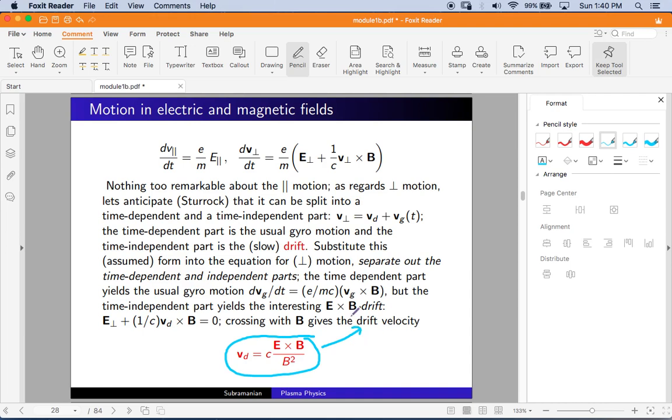In the presence of crossed electric and magnetic fields, which have a non-zero cross product, in other words, if there's a component of the electric and magnetic field that are perpendicular to each other, you will have a drift, the direction of which is perpendicular to both the electric field as well as the magnetic field. Interesting result. And let us see its implications.